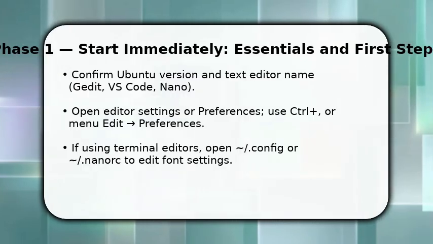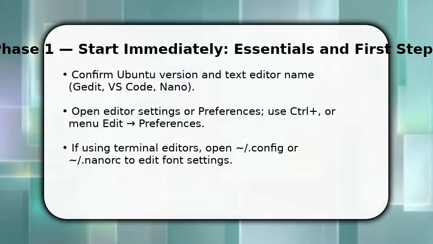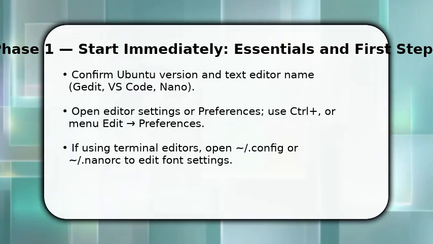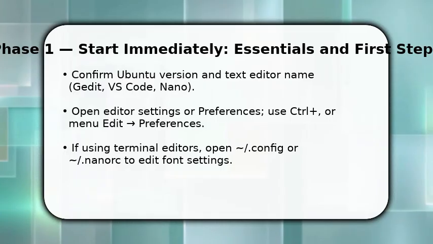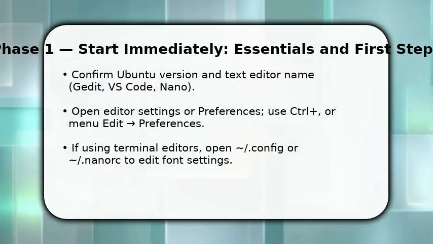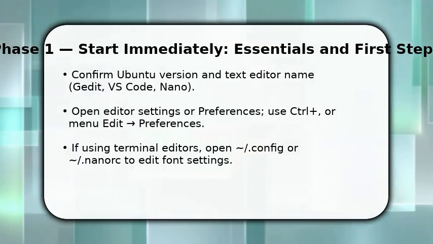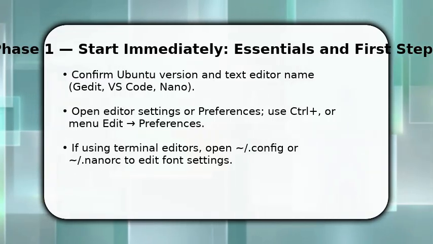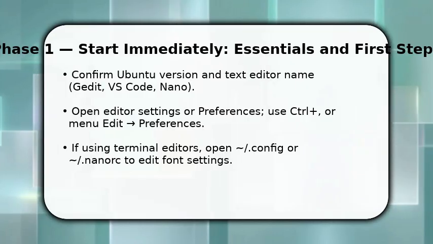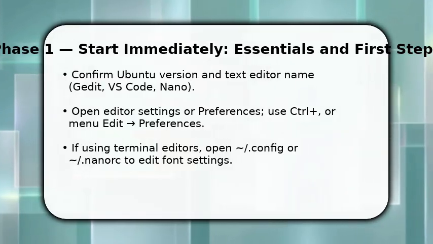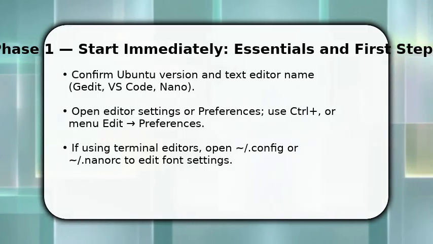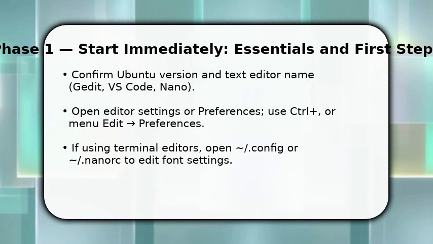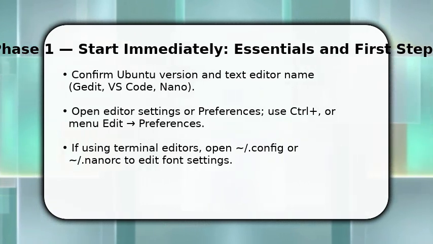You'll start by confirming your environment and opening the editor now. If you use Gedit or VS Code, press Ctrl+, or open Edit, right arrow, Preferences to jump straight into Appearance. For terminal editors like Nano, open your home config file, /.nanorc, and look for font or display entries. Once done, make sure you have permission to edit settings. If not, prepend sudo only when changing system files. This saves time and avoids permission errors while we change font size.